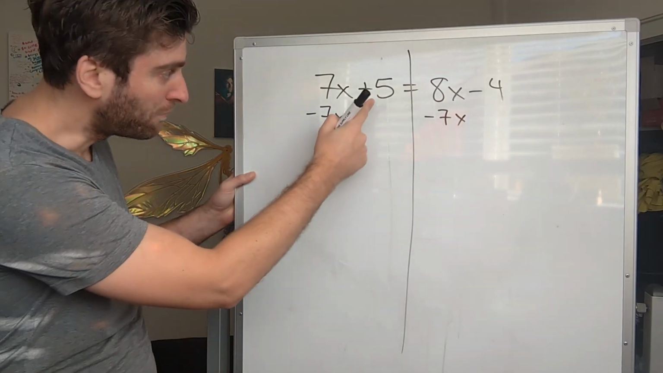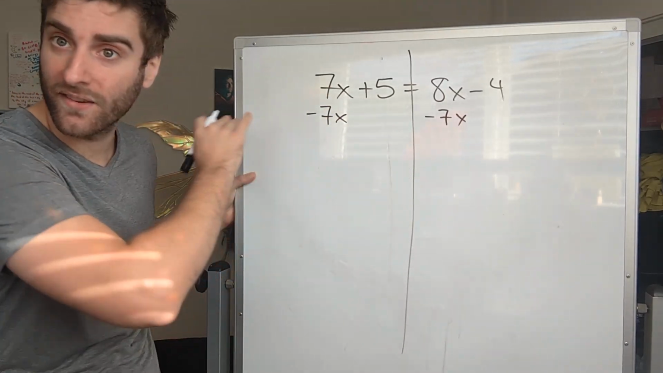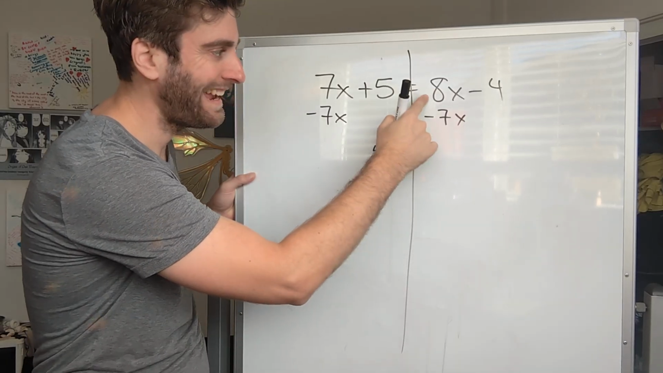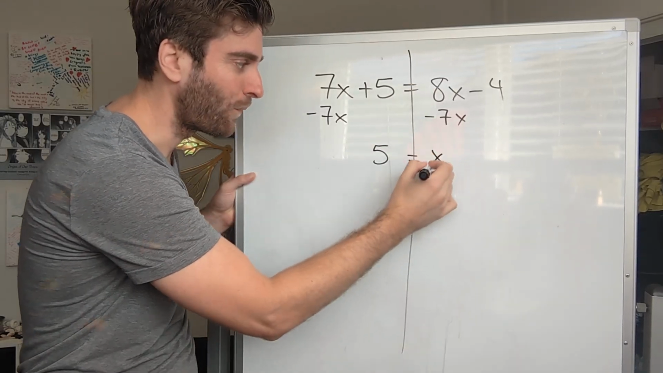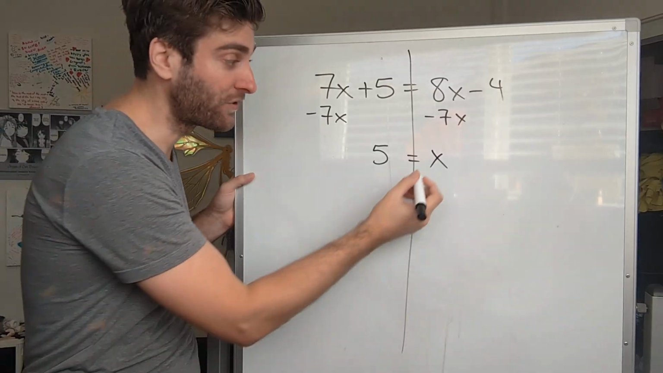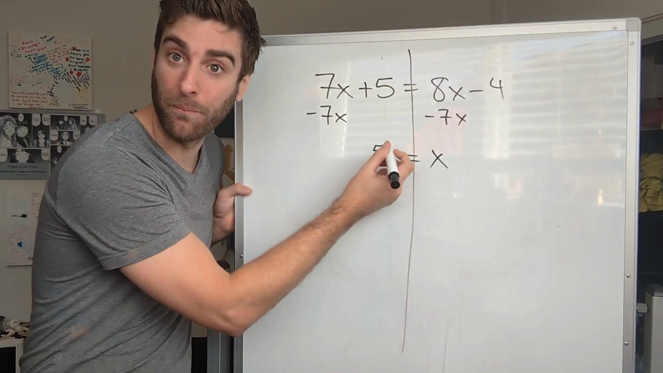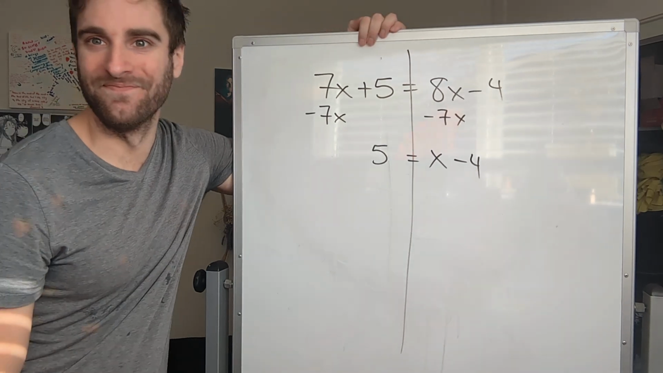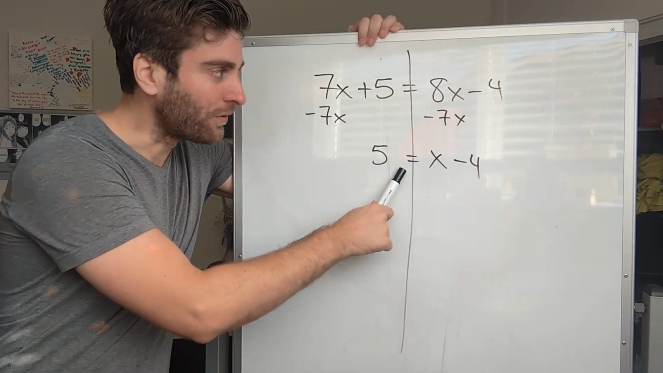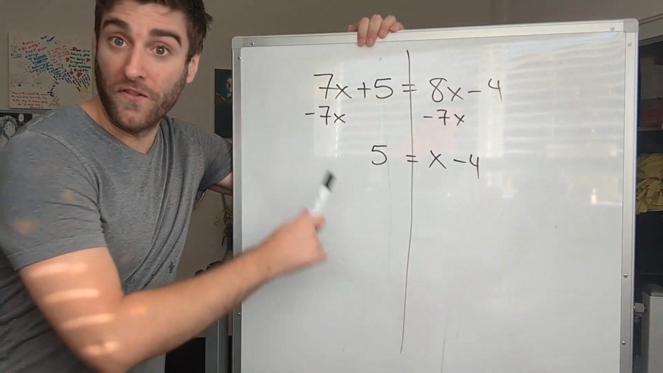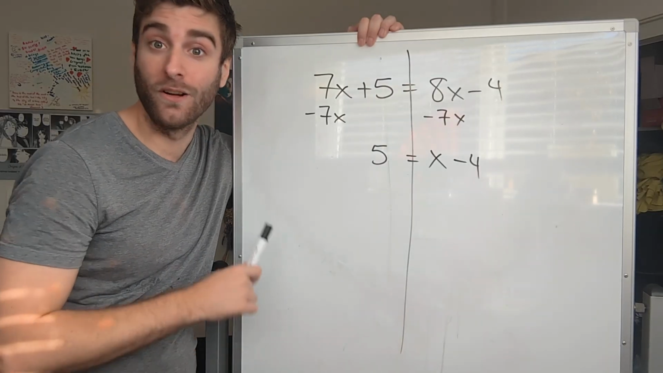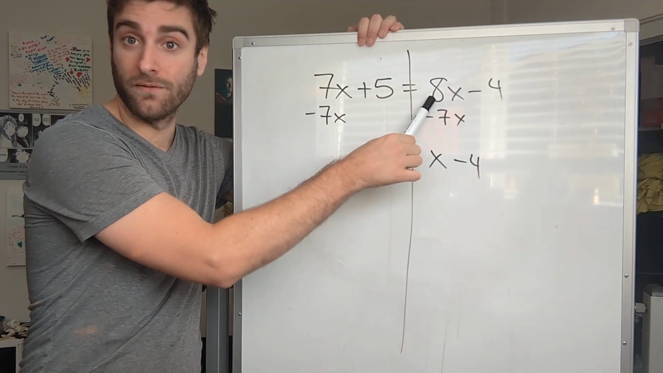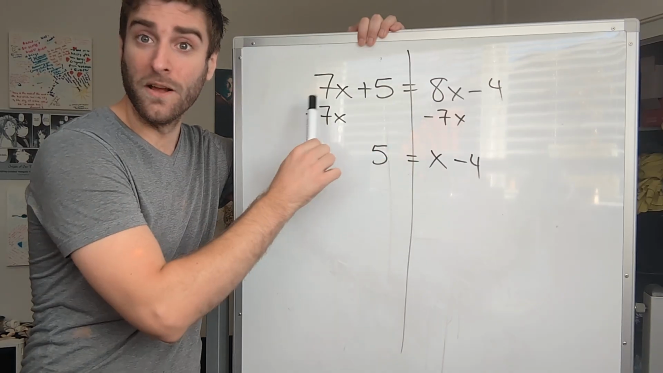Okay. Boom. 7x minus 7x, gone. We still have a 5 here. 8x minus 7x is 1x. Remember, I don't need to write that 1 there. It's implied. Minus 4. 5 equals x minus 4. This is an equation that we can solve really easy. Okay? This is not. Right? Maybe you can see it.